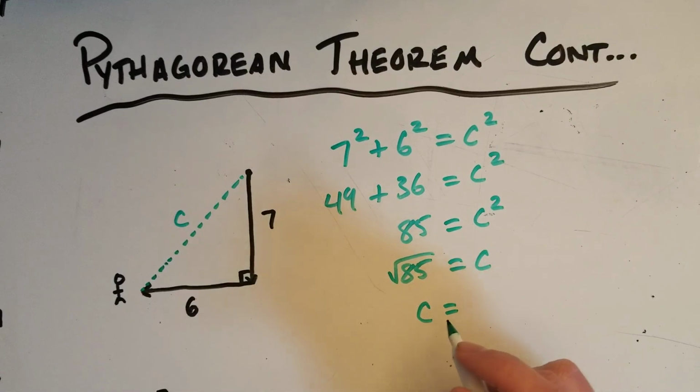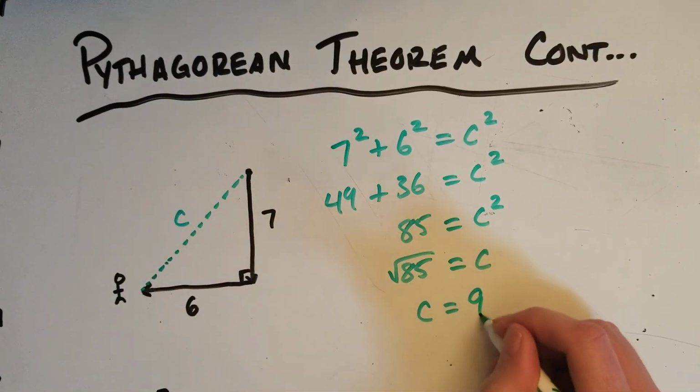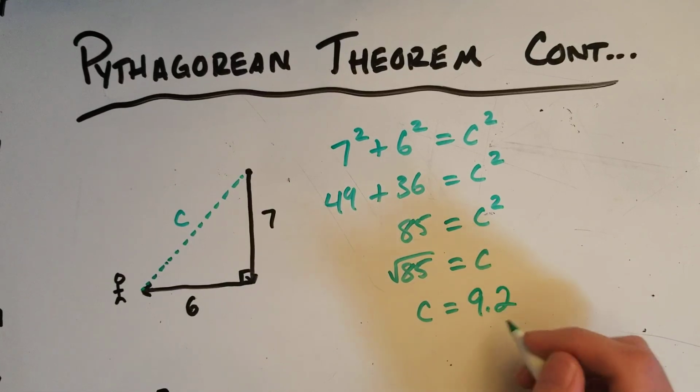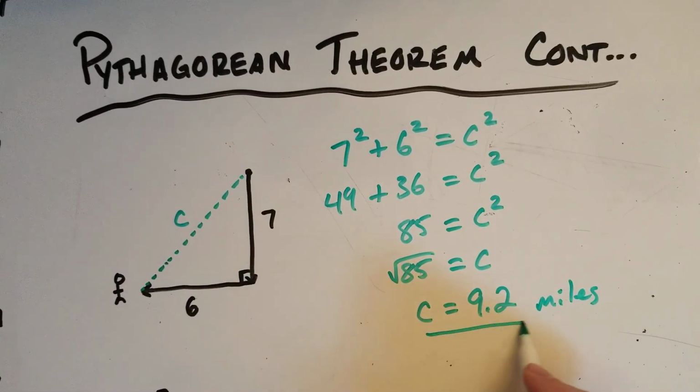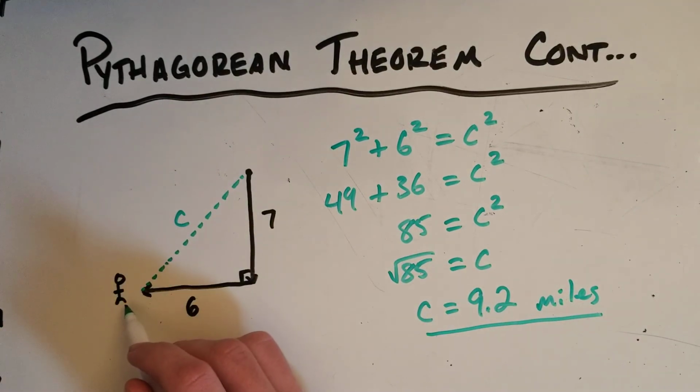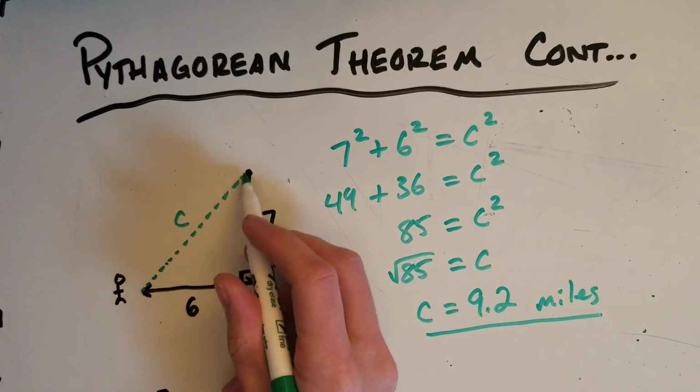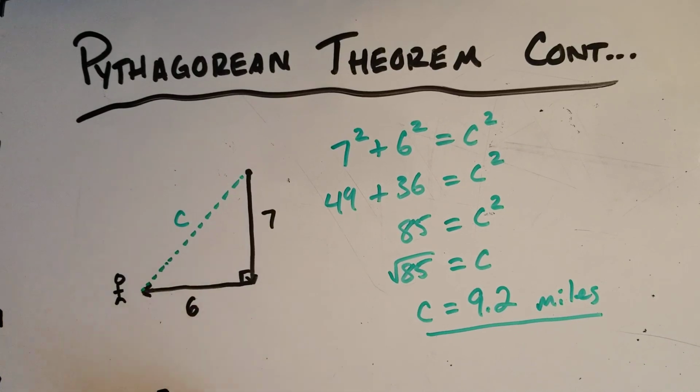And when you go ahead and evaluate the square root of 85, you should end up with 9.2 miles away, rounding to the nearest tenth. So when he's at his final spot over here, he is 9.2 miles away from his starting point. If he wanted to go straight back, that would be his shortest distance.